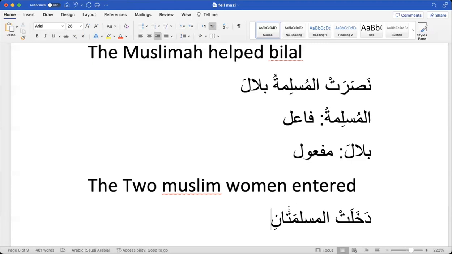And there is the marfu version. If you see the Muslimatun chart, the marfu version is Muslimatun, one Muslim woman; Muslimatani, two Muslim women; Muslimatun, more than two Muslim women, right? But marfu. Correct? So you will say dakhalat Muslimatani. Two Muslim women entered. So Muslimatani is the dual and marfu status. Because two Muslim women have come as the outside doer, that's why Muslimatani.